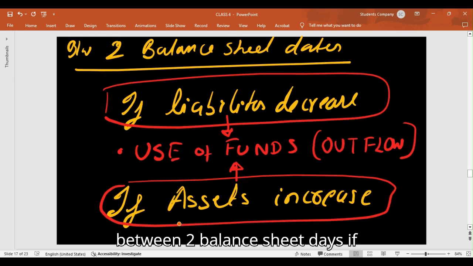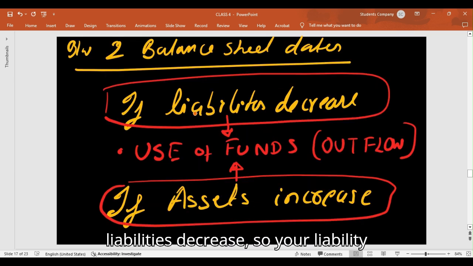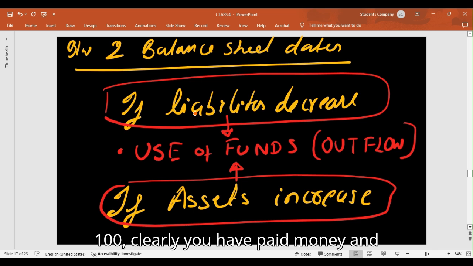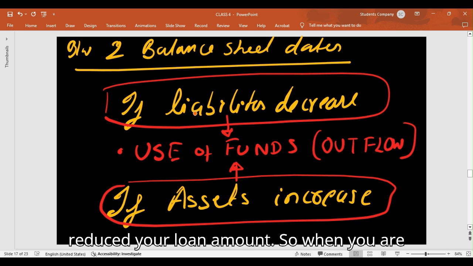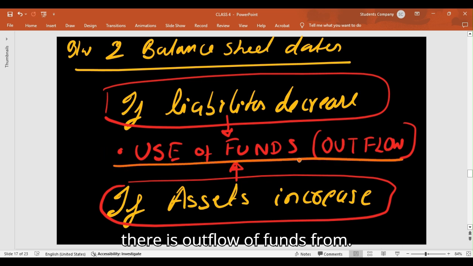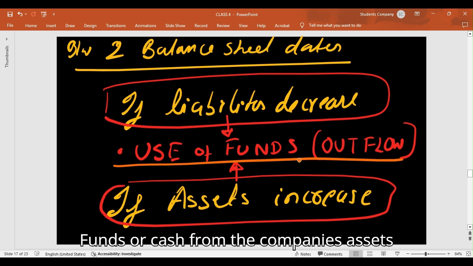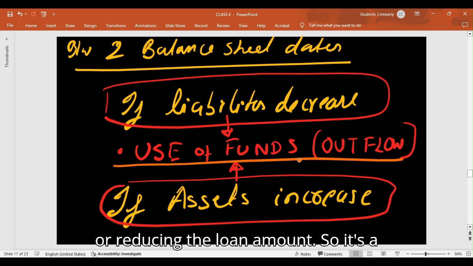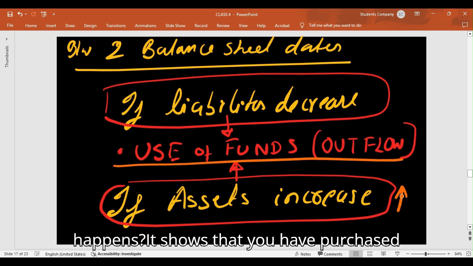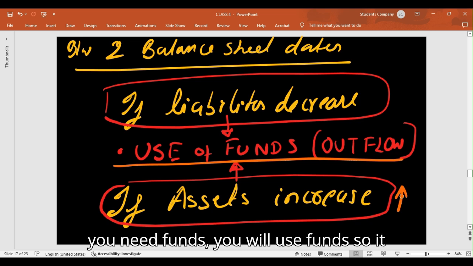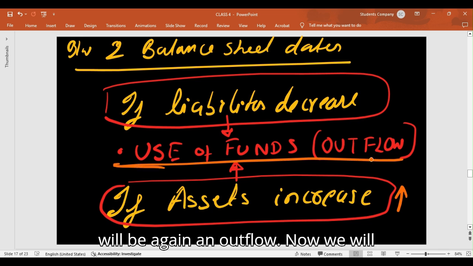Now, between two balance sheet dates, if liabilities decrease, so your liability was 200 and now after 1 year it's 100, clearly you have paid money and reduced your loan amount. So when you're doing that, actually you are using funds. There is an outflow of cash from the company's assets and it will go to closing or reducing the loan amount. So it's a use of funds. And similarly, if assets increase, then what happens? It shows that you have purchased new assets. For purchasing assets, again, you need funds, you will use funds, so it will again be an outflow.